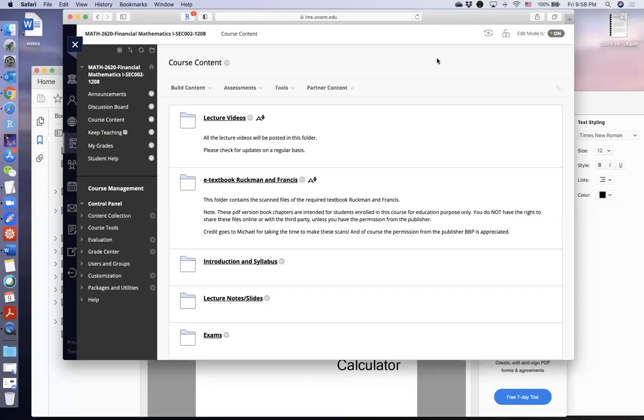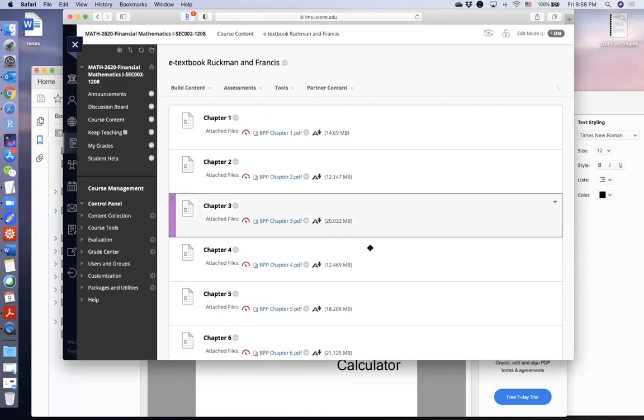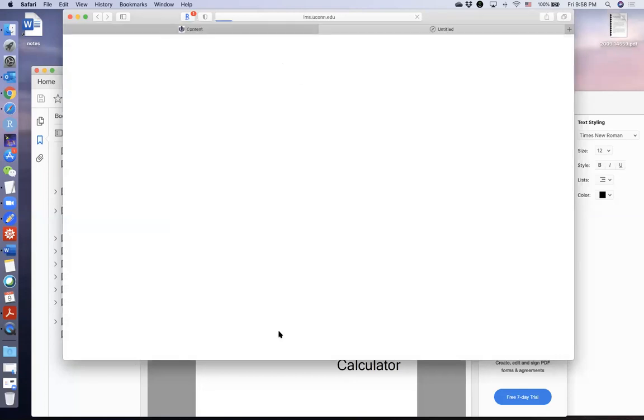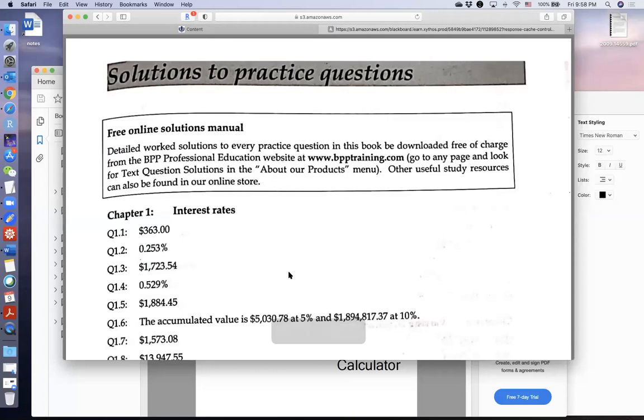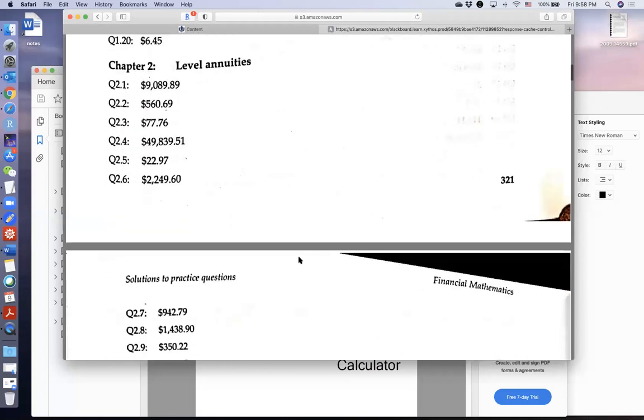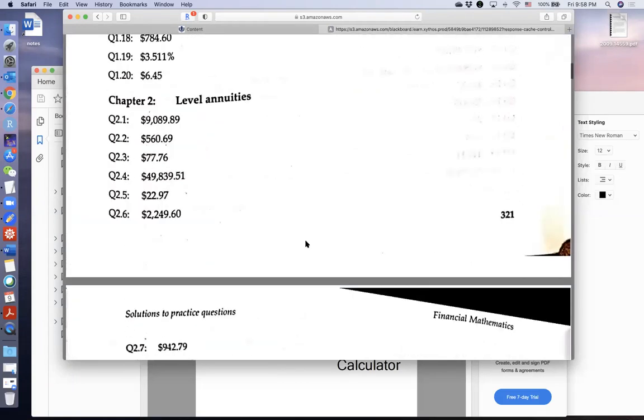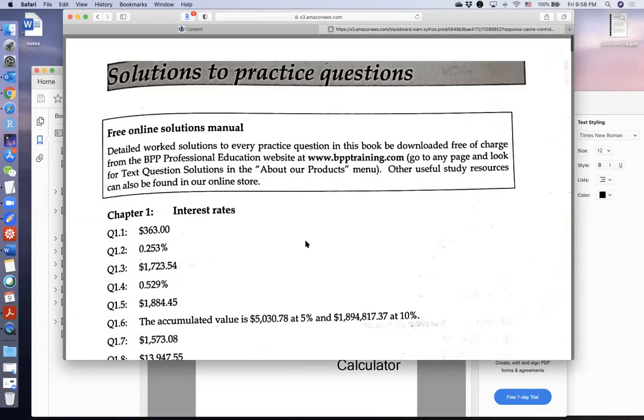Now let's do some practice questions from chapter 3. But before we start, let me mention two things. First, from Husky City, you can actually access the solutions of each chapter. It's actually partial solutions. There is no detail within here, but at least you can see the end result for each question.